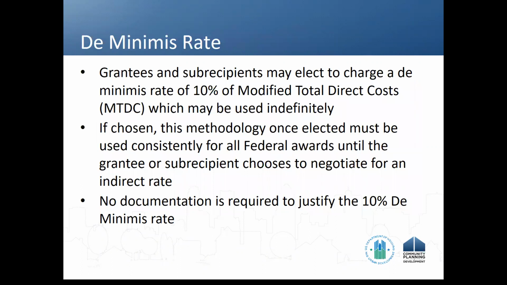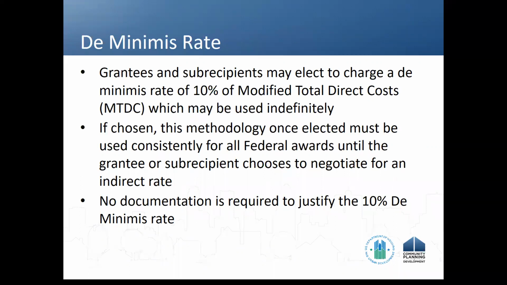First, we will look at the de minimis rate. Grantees and subrecipients may elect to charge a de minimis rate of 10% of modified total direct costs, or MTDCs, which may be used indefinitely. And this is the easiest method to use.